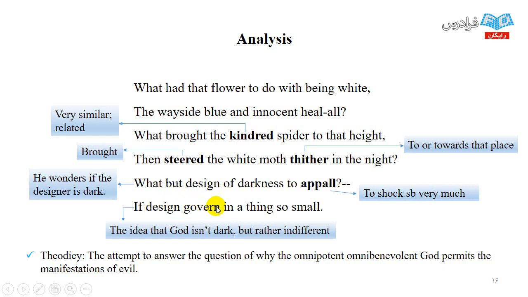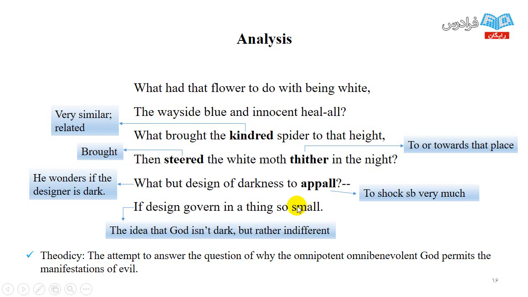If design govern in a thing so small, the word govern implies that there is a power controlling everything in the world. The thing so small refers to the moth, and generally something insignificant and trivial. Here the speaker believes that God is not dark, but indifferent towards small things. Of course, the speaker's answer gives us a sense of ambiguity. We are left with mixed feelings about the workings of nature.